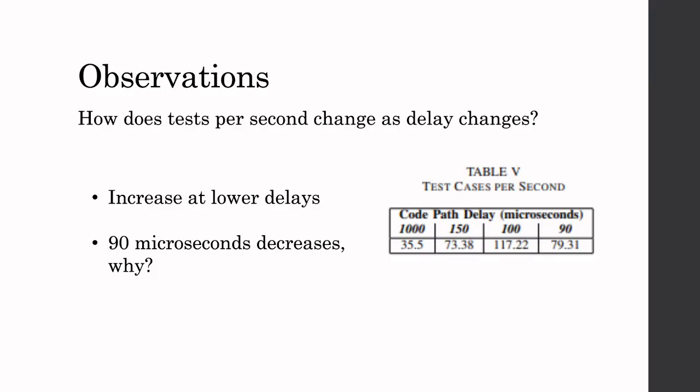But at 90 microseconds, what was interesting was that it actually decreased again. Now, this was because there were a lot more false positives occurring, and the fuzzer had to go through and save all of these false positives in the seed pool, taking up a lot of extra time as it was saving.